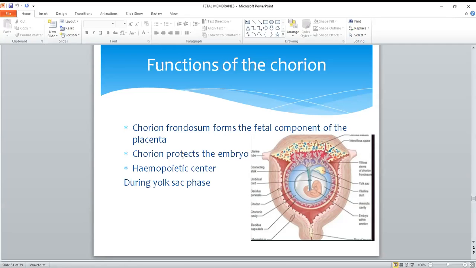The chorion also protects the embryo, and it's also a site of hemopoiesis during the yolk sac phase, not later in life. Only during the yolk sac phase does it produce blood.